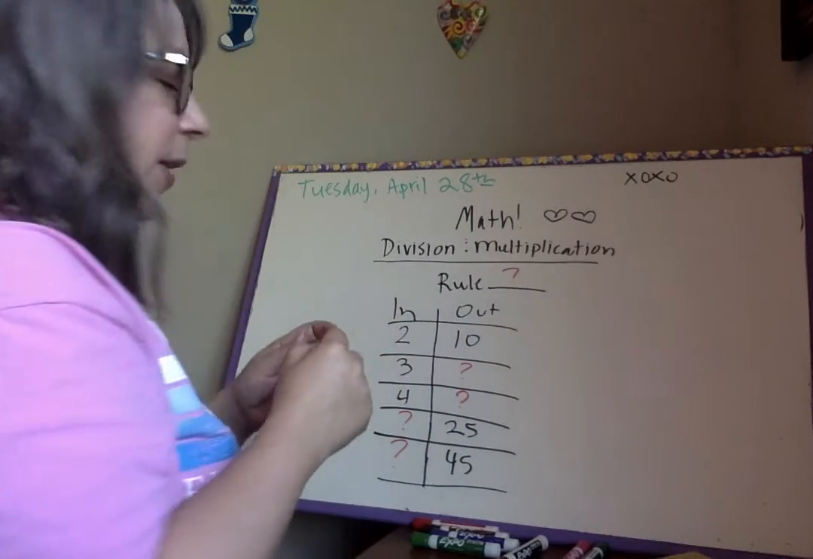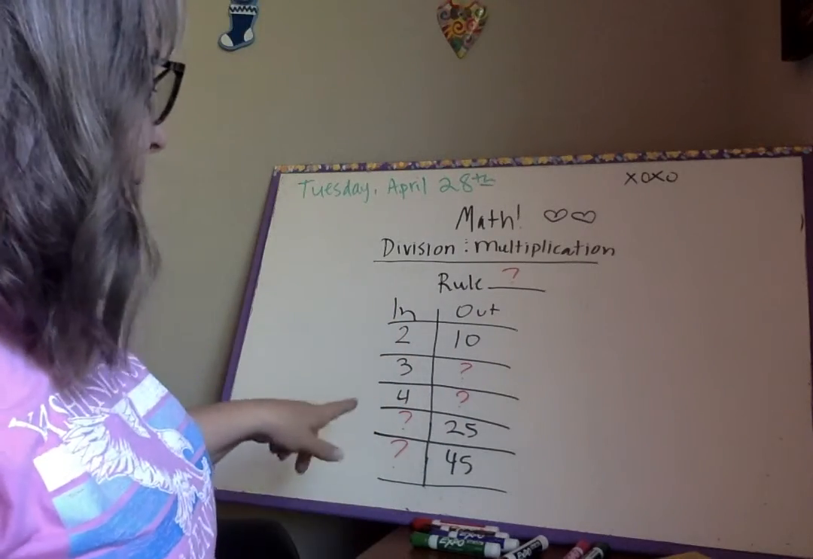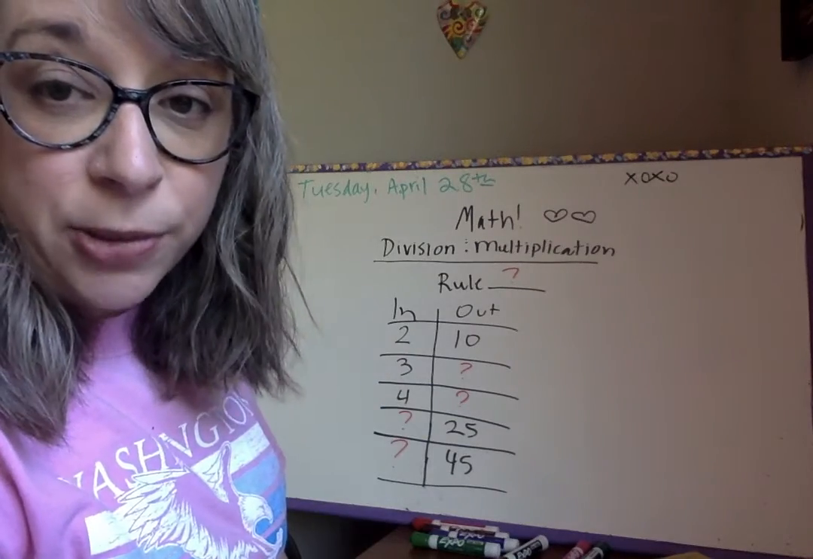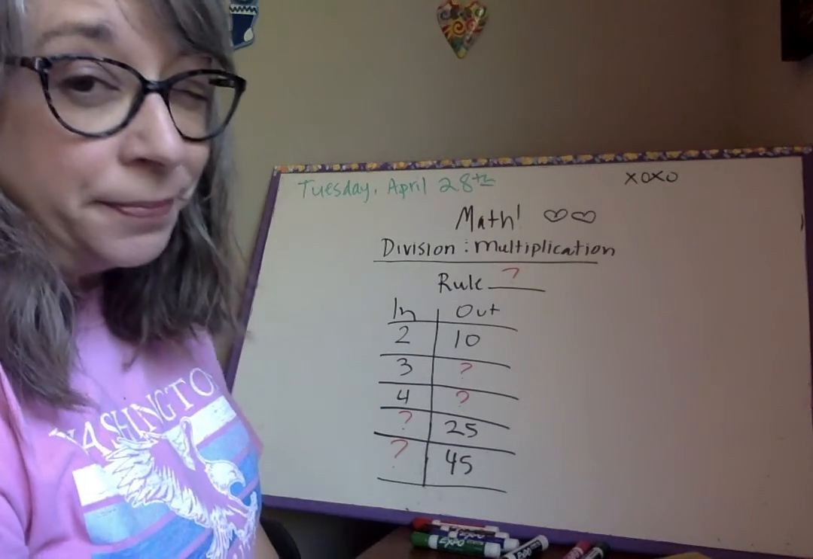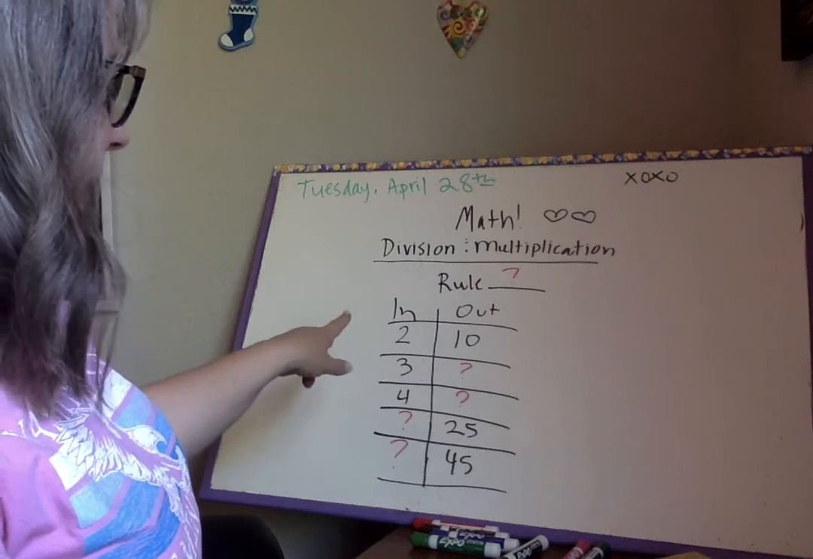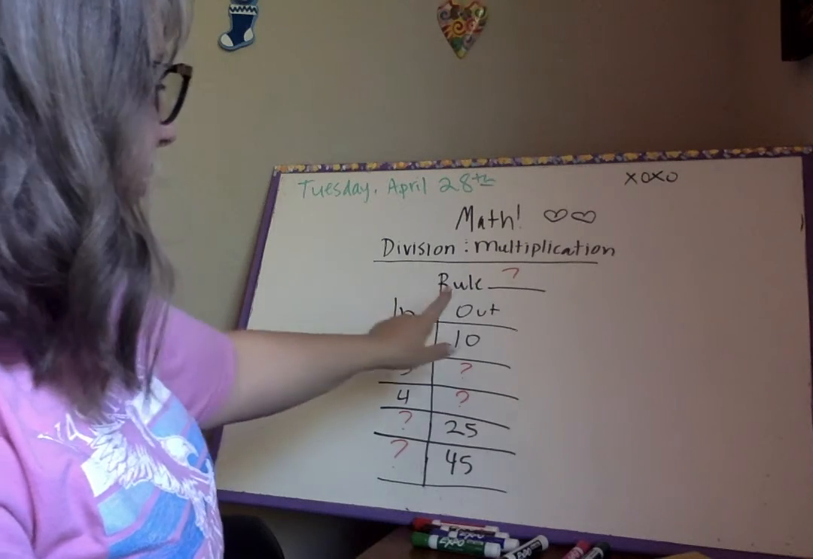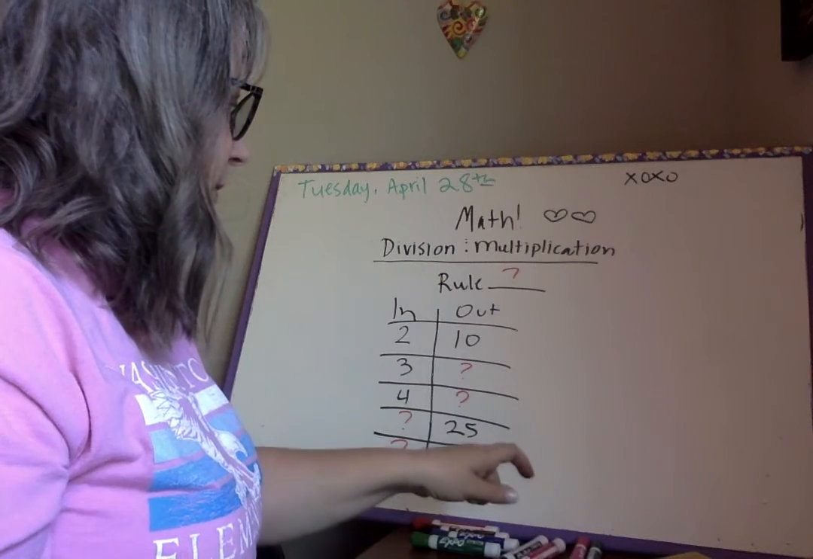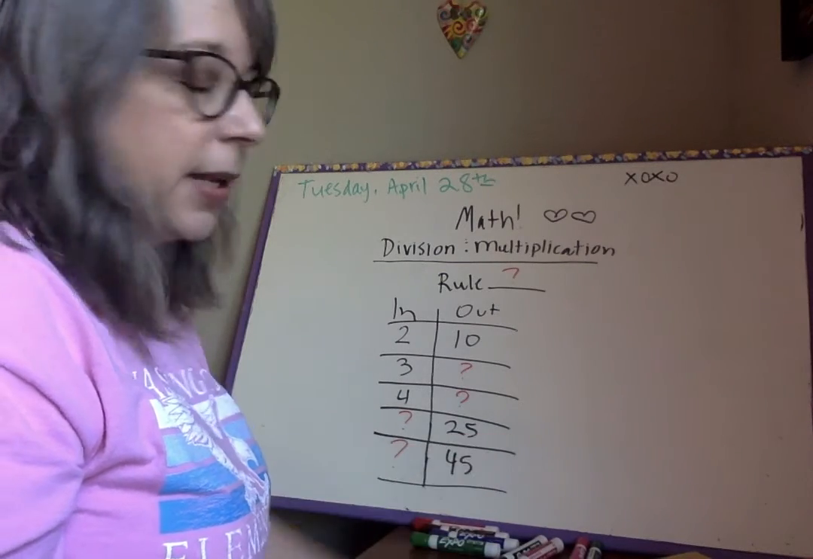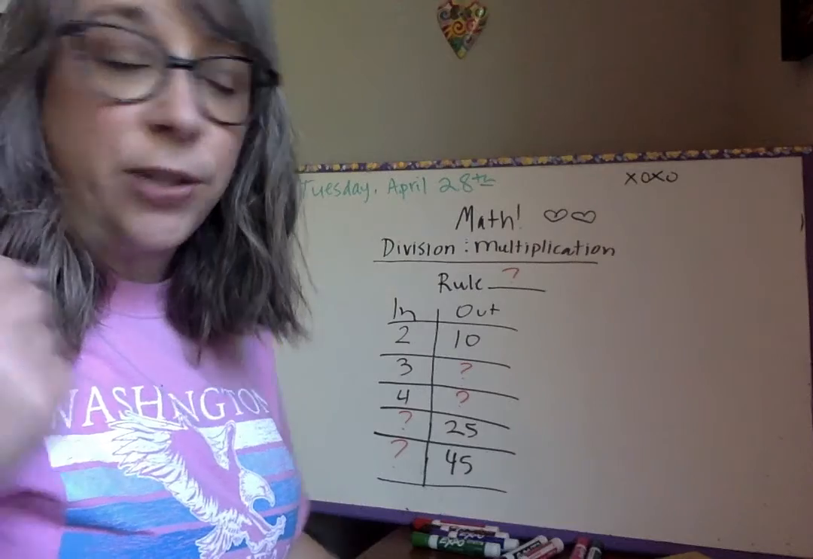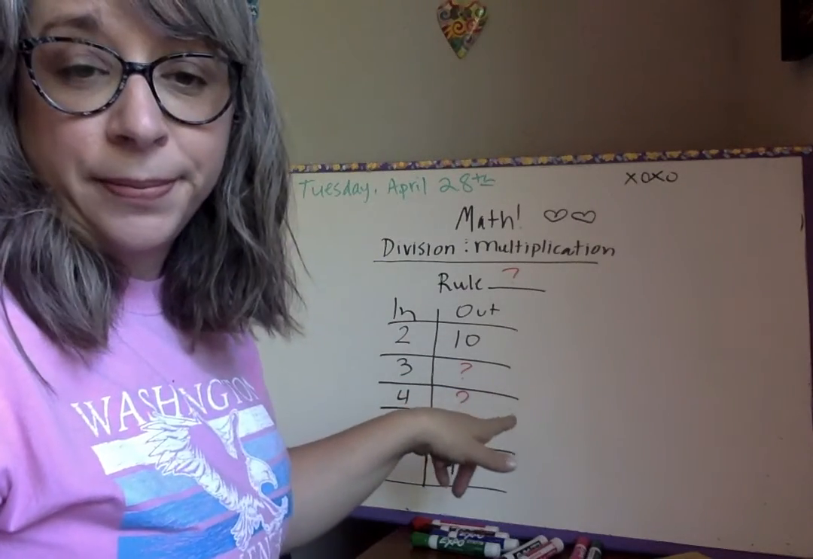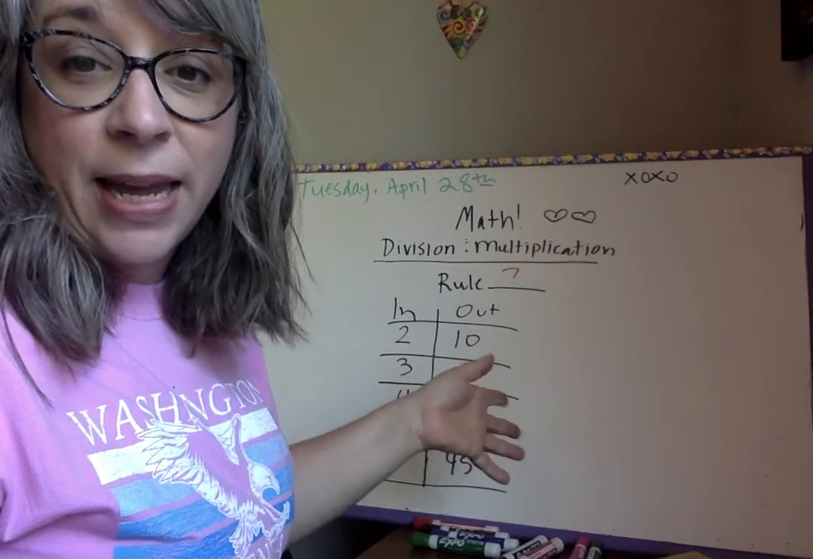What's our rule? All right, so remember, what's our trick? If our out is bigger than our in, it's either going to be adding or multiplying. I think I said the opposite. I'm sorry. My brain just went kaplooey. Okay, so I just gave you a hint. It's either going to be adding or multiplying.